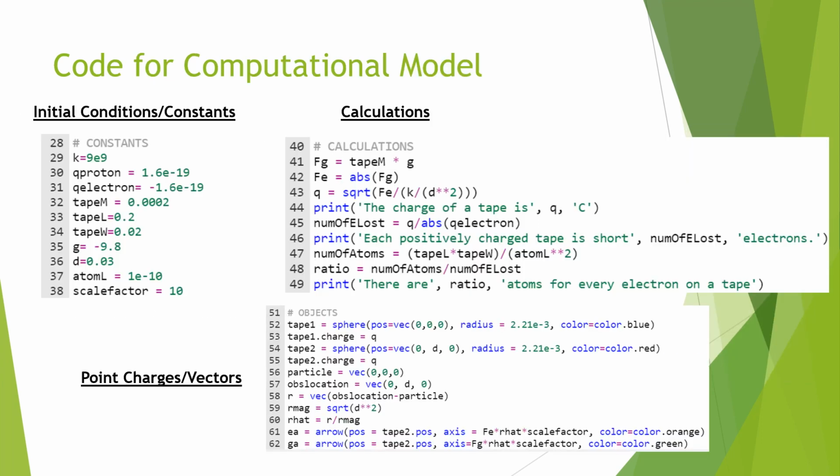Here's the code used in the computational model. On the left are all the initial conditions and constants. Then we have the calculations: calculating the forces acting on the tape, the number of electrons lost on the tape to make the tape charged, and the ratio between the number of atoms and the number of electrons lost. And at the bottom we have the code creating the point charges and vectors seen in the visual display.